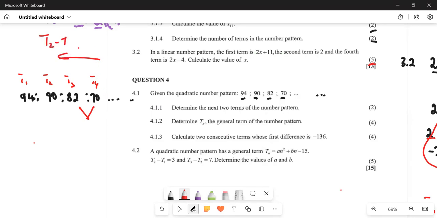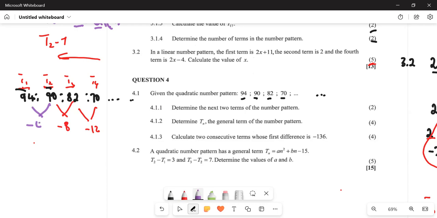It's term number 2 minus term number 1. But if you are going forward, you add, like term number 1 plus term number 2, if you want to get the difference. So what did you get? Negative 12. So here you get minus 12. And then term number 3 minus term number 2. What did you get for that one? Negative 8. So this one is negative 12, this one is negative 8. Term number 2 minus term number 1 is negative 4. So if we subtract this one from this one, it gives us minus 4.